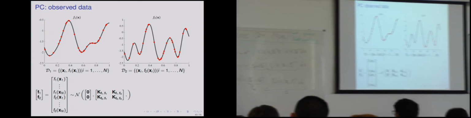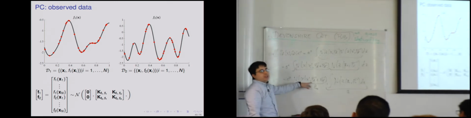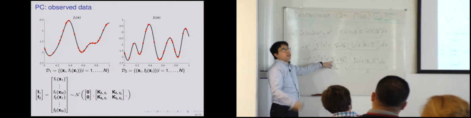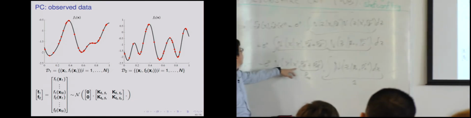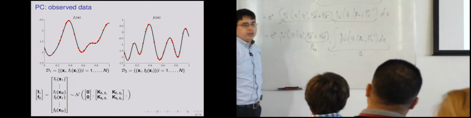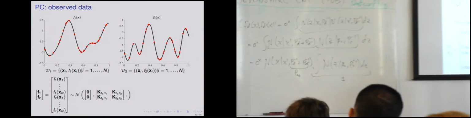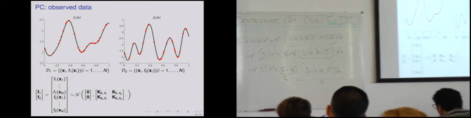Yeah? So I would need to know what is PD and what is PD prime, for D equals 1 to capital D. I would need to know what is the value of sigma squared. Yeah? But these are problems of, say, model selection, and we'll talk about that later. Right.